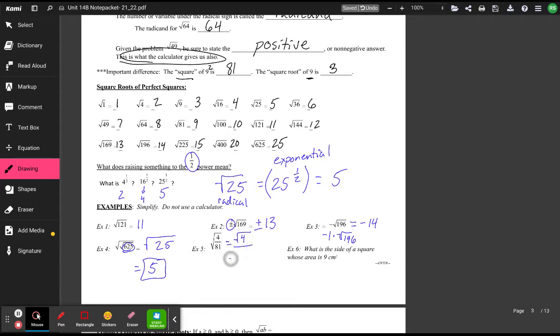You'll see sometimes we have fractions. You'll take the square root of the numerator and the square root of the denominator separately. Square root of 4 is 2. Square root of 89 is 1. So if you're taking the square root of a fraction, take the square root of both the numerator and the denominator.